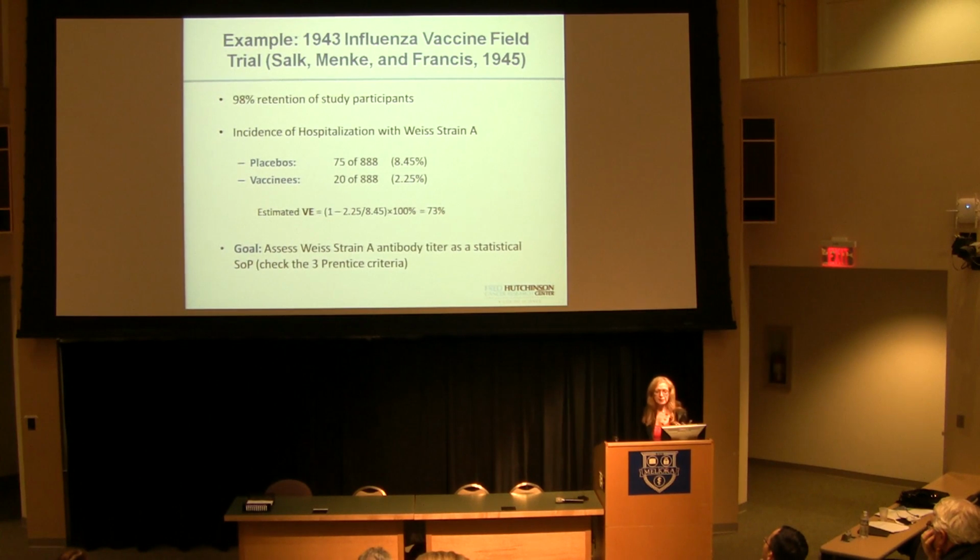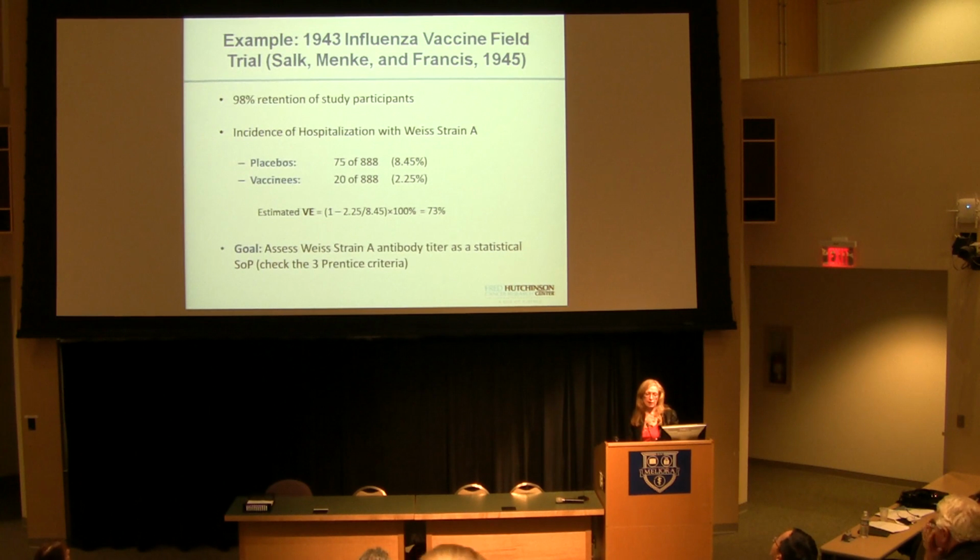Okay, so we'll go back to this example of the 1943 influenza vaccine field trial. I'm sure you've heard of some of these people like Salk and Francis. I forgot to mention that. So the incidence of hospitalization with the Y strain A in the placebo group was 75 of 888, and in the vaccinees 20 of 888. So that gives 8% versus 2%. The vaccine efficacy, for those of you who don't know, is 1 minus relative risk. So the vaccine efficacy estimated here is 73% based on the clinical outcome.